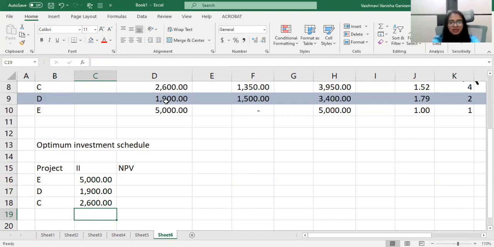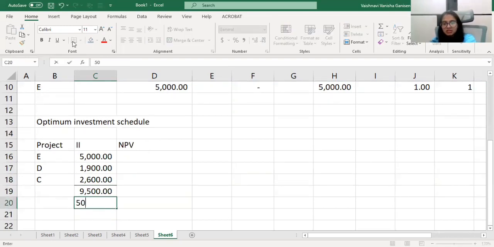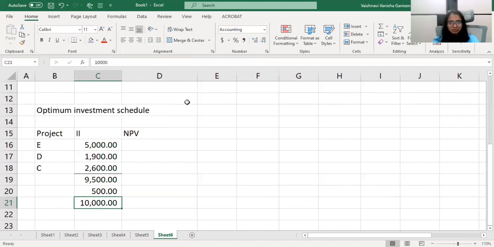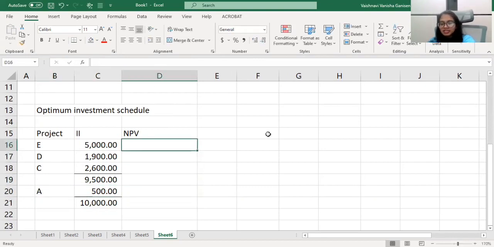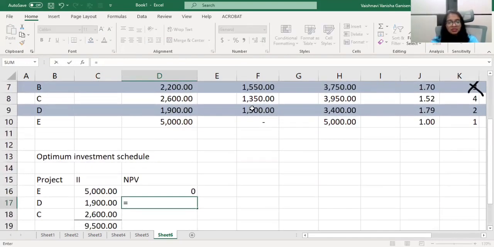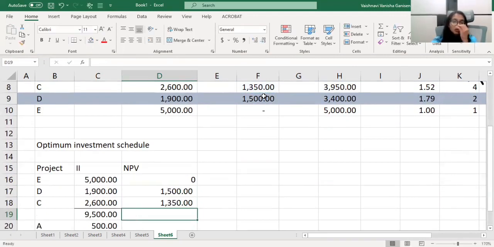So what I do is I will do my calculation here. I would see that I still have 500 remaining to complete my quota of 10 million. Okay, so my quota here is 10 million. Now, the next project that I will take is project A. So for project E, my NPV equals 0. Here, my NPV for project D is 1,500, and my NPV for project C is 1,350.